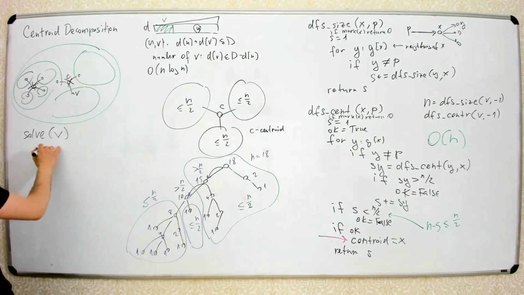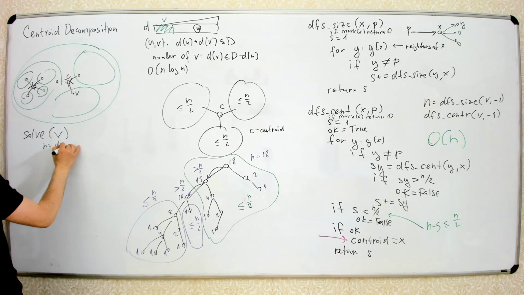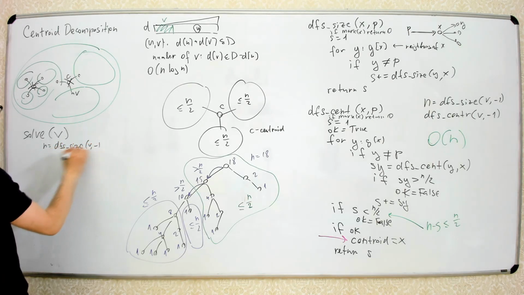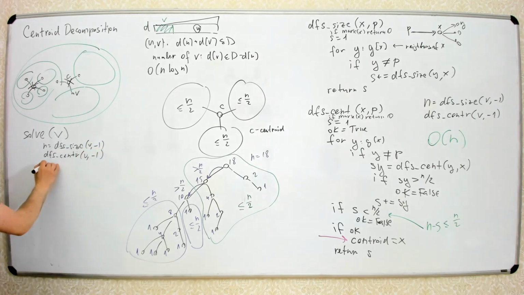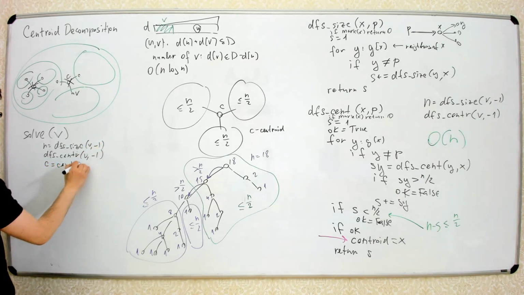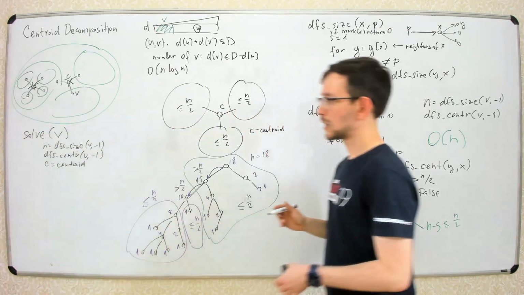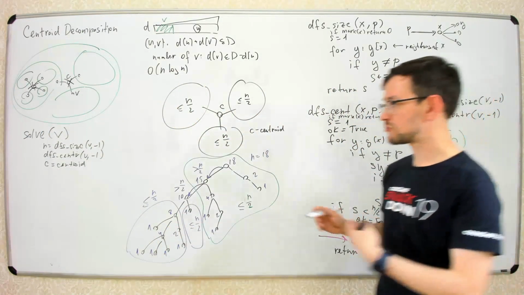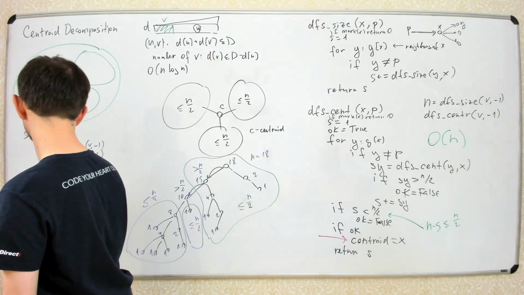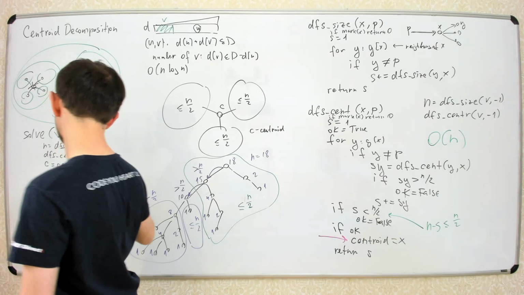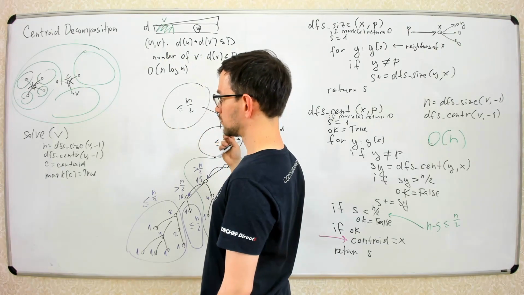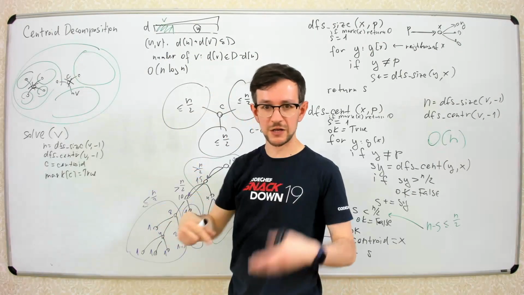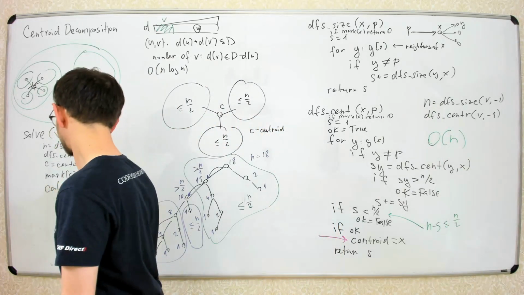So again, we'll do this. We'll say n equal to DFS size of V minus 1. Then we'll find the centroid, DFS centroid of V minus 1. Now we know the centroid. Now I will remove this centroid from the tree, and make the same for these components. No, actually in this part I need to calculate the number of paths.